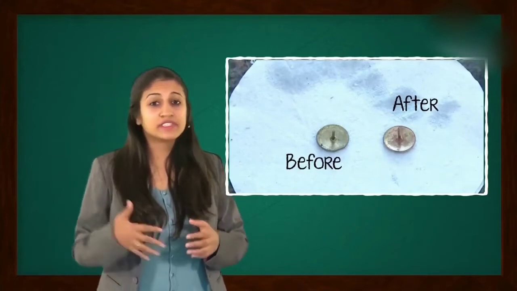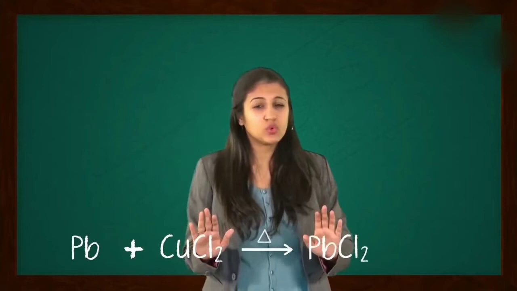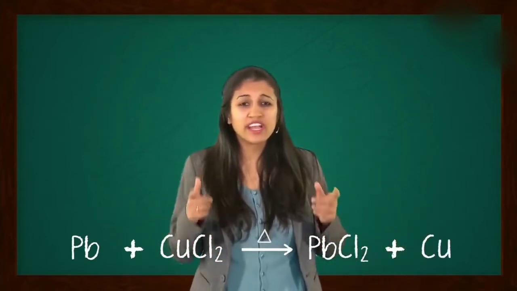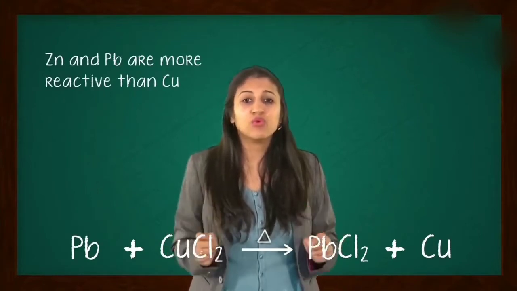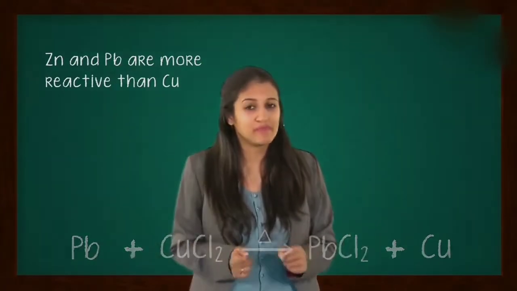If you want more examples, the same thing actually happens when you dip lead in copper chloride. And how will you show this in an equation? You have Pb plus CuCl2 giving you PbCl2 plus Cu. The same thing also happens with zinc. But why does this actually happen? It's because zinc and lead are more reactive than copper and they displace copper from its compounds.